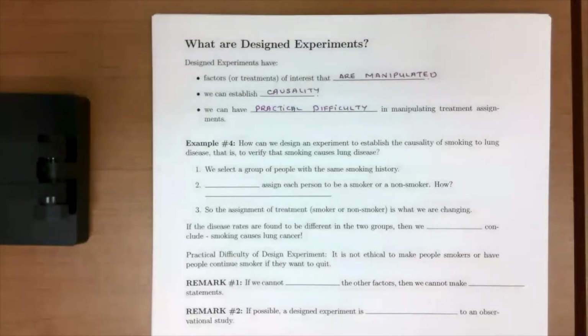In our first example, we were just watching people who smoked and didn't smoke, and we just observed. In this one, we're going to design it so that we can hopefully make a causal statement. How we're going to do that is by first selecting a group of people with the same smoking history. So we want our initial groups to be as homogeneous as possible. We don't want 16 and 18-year-olds smoking and then compare that to a 50-year-old or 60-year-old. We want to create our groups to be as homogeneous, or the same, as possible.